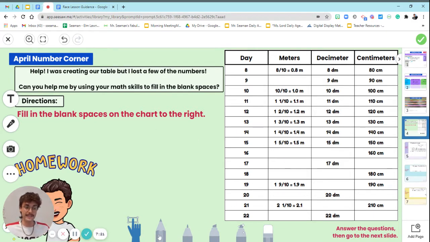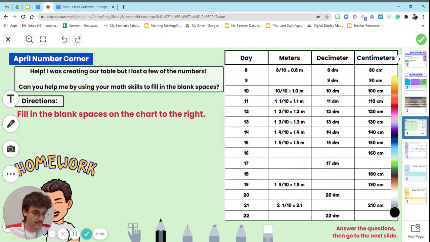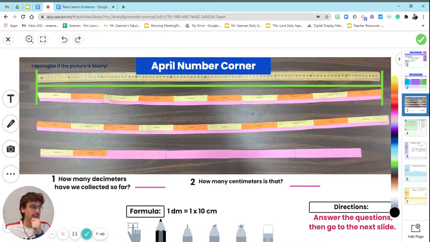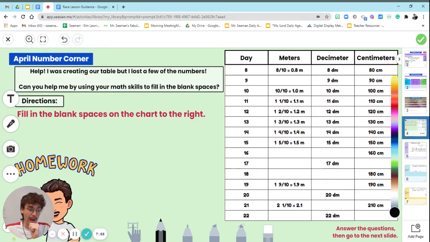Now, I'm going to do an example one for you really quickly here. I'm going to pick day 17. And on day 17, I see that there are 17 decimeters. Okay, so if there's 17 decimeters, I can go back to this picture actually, and I see 1, 2, 3, 4, 5, 6, 7, 8, 9, 10. Okay, so that's 1 meter. That means I would need at least 20 decimeters to have 2 meters. So I know I'm going to have a whole meter.